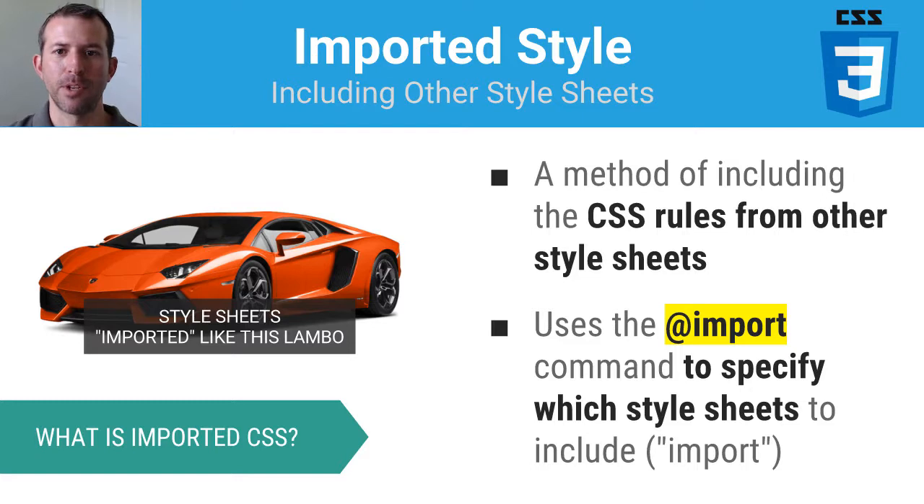Last but not least, imported style. Sometimes you want to include style sheets within a style sheet. So there's a method called imported. This is when you normally want to combine 1, 2, 3, 4 or more style sheets, and you want to keep your web page really clean. So you can actually import a style sheet into another style sheet. And so by using the import command, you can really clean up things. And this is used very often for things like Google Fonts.